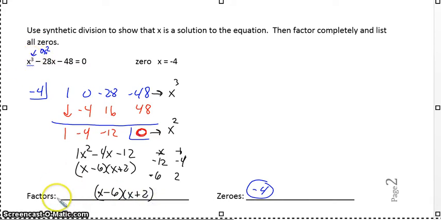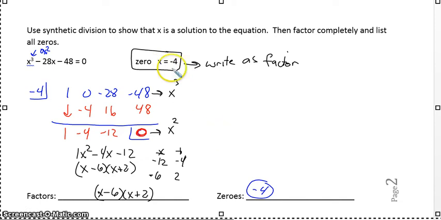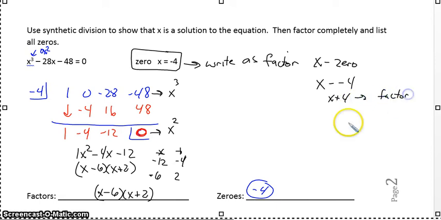So the way that I'm going to get my third factor, when you're given a 0, if you want to write this as a factor, what you have to do is take whatever the 0 is and do x minus that. So you have to do x minus the 0. This particular problem has a 0 of negative 4, so if I do x minus negative 4, I really get x plus 4. And now that's the factor. So I can write it down here as the 0 of negative 4, but when I write it over here, I want to write it as x plus 4, because that's my factor. So these would be my 3 factors.